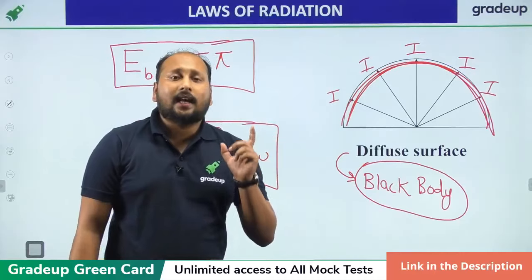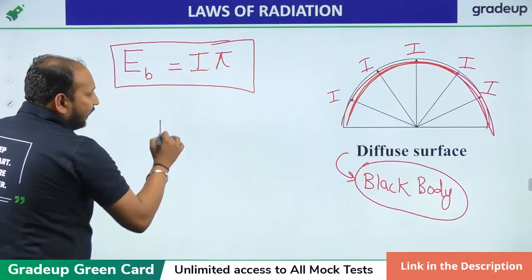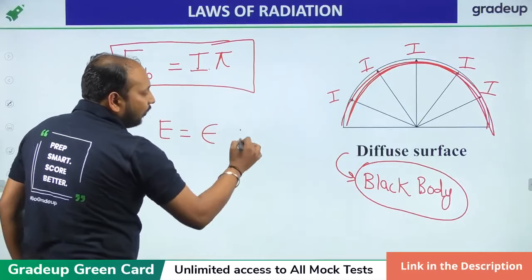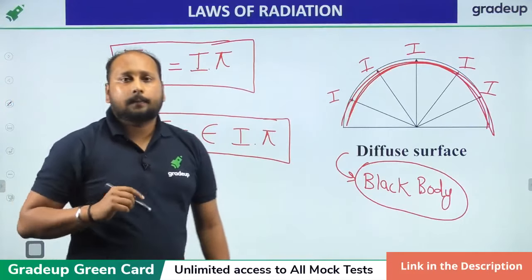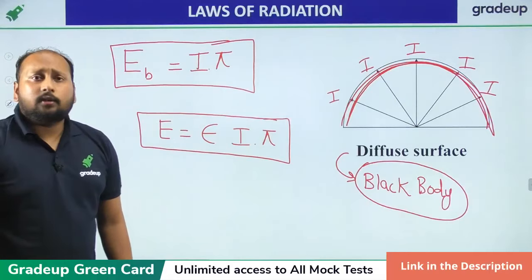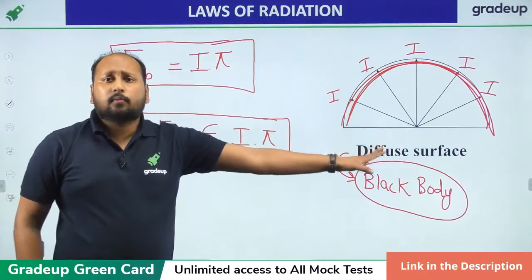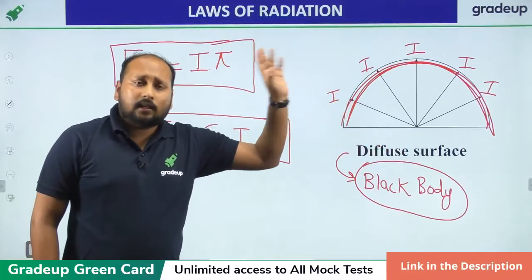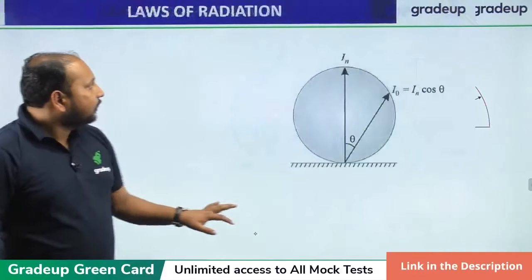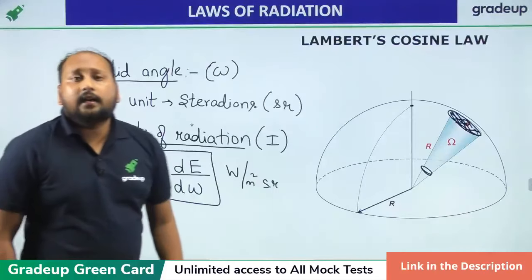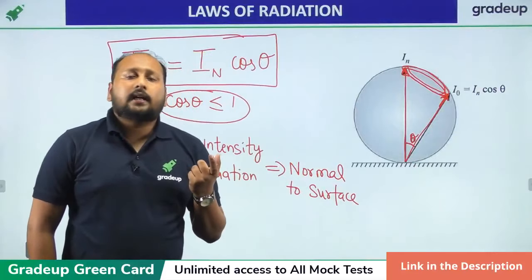So if you want to calculate the emissive power of a non-black body, you can directly write E is equal to emissivity into I into pi. By using this equation, you can calculate for any non-black body. Clear? Understood? This is the main difficult part which many of the students are not able to understand: the difference between a diffuse body and what is Lambert Cosine Law. Every time I have seen more than 70% of the students are confused between E lambda and intensity of radiation. Many times they are confused about the difference between the monochromatic emissive power and intensity of radiation.